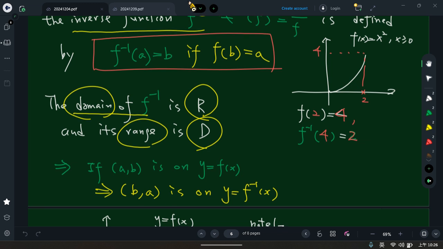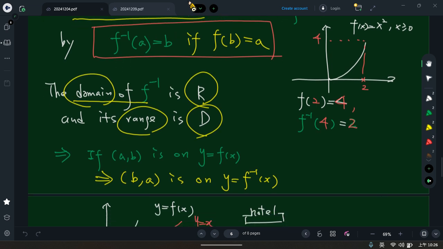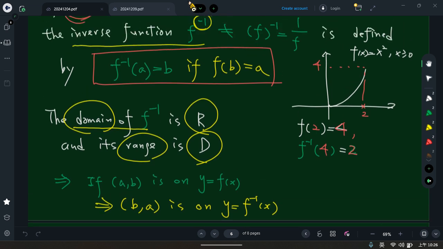Okay, so if you look at it, you can see for the f function here, we can let 2 be mapped to 4. This is for the original function f. But for its inverse function, we will use 4 to map back to 2. So it is the typical example for an inverse function and the original function.